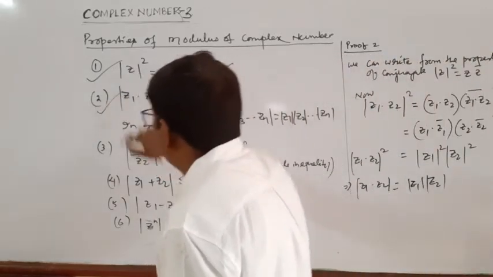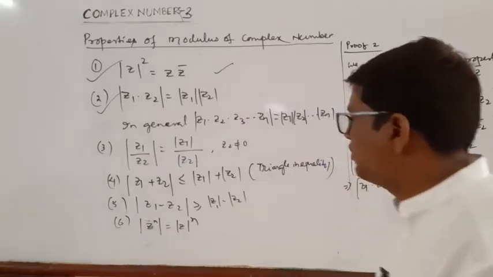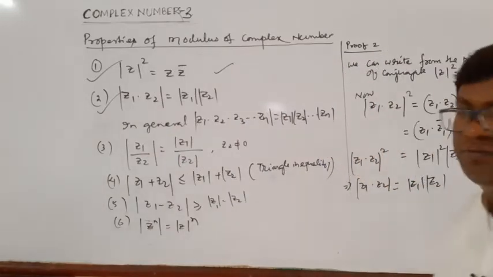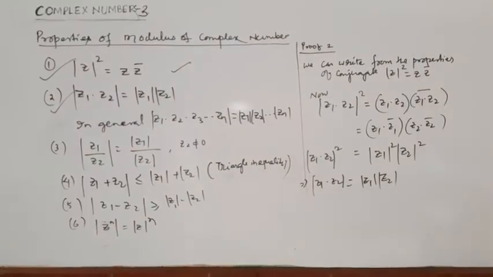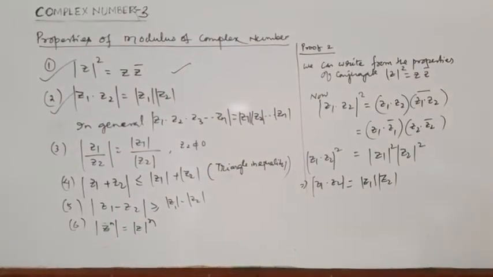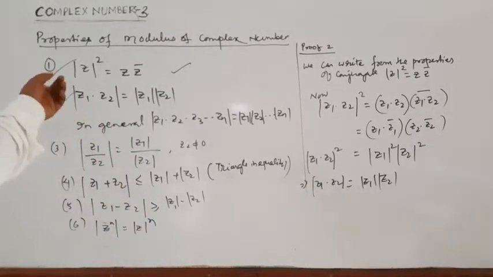Similarly, we can do property number 3, which is easy. This is the proof of property number 2: apply property 1 for the proof of property 2. Clear?